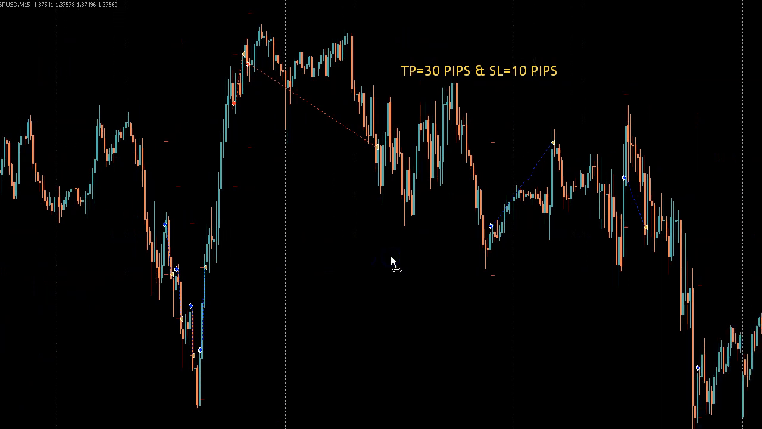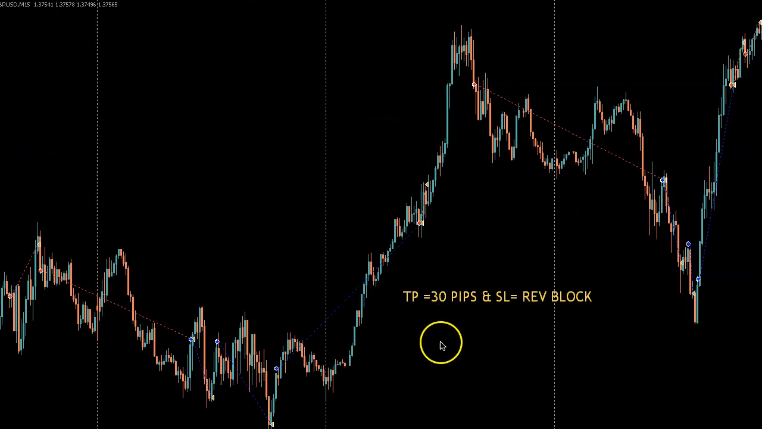So this is just having a fixed stop loss and a fixed take profit, 3-to-1 pretty much. If you lose 10, you win 30, and that's it. Now in here, this is having a 30 pips take profit and a stop loss using the reversal block, right? This is doing a reversal block.